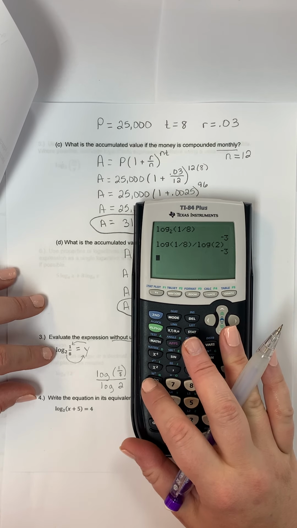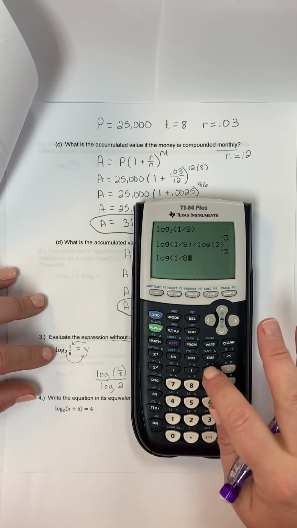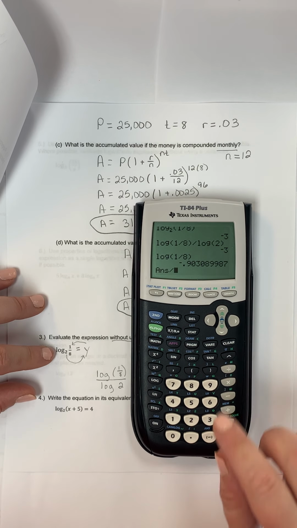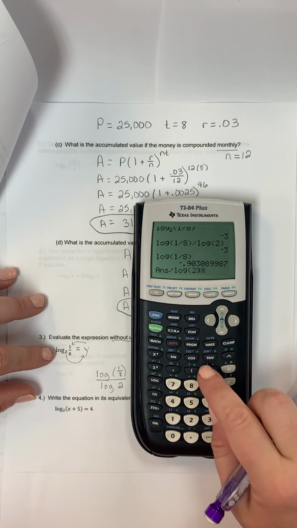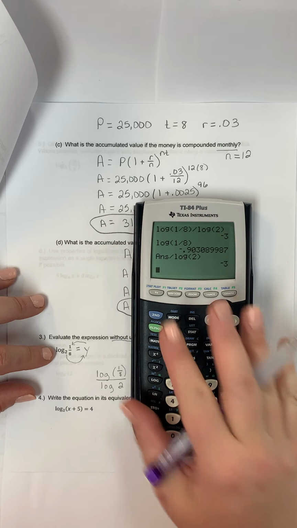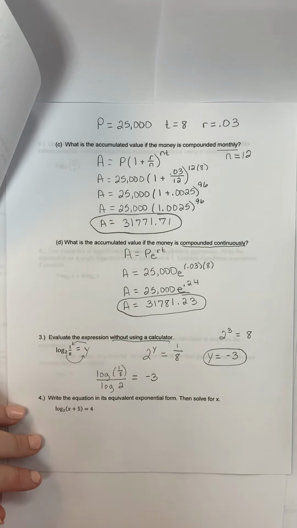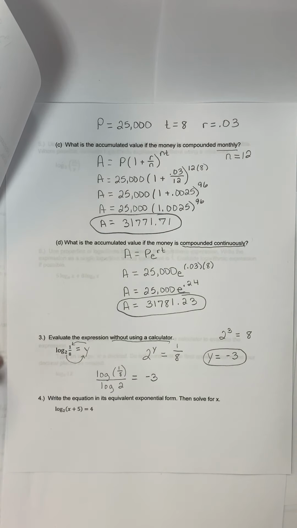And you don't even have to do that in one full step. If you want to just find the log of 1/8 first and hit enter, then divide that by the log of the base, you can do that. Either way, you should end up with -3 as your answer. So this -3 is what they want.